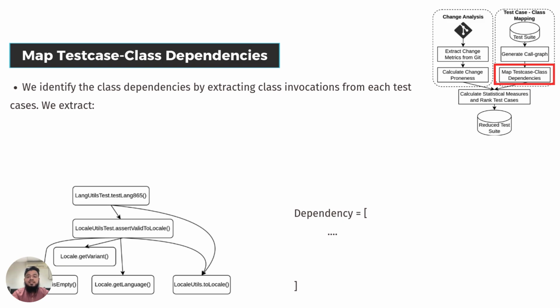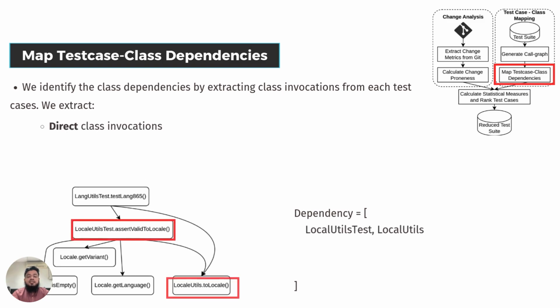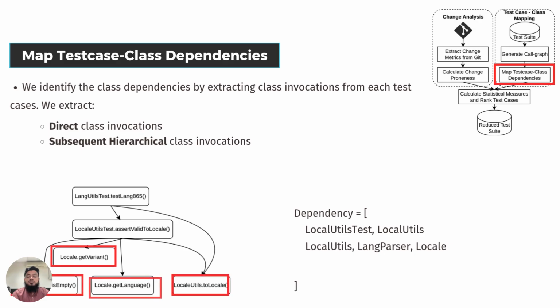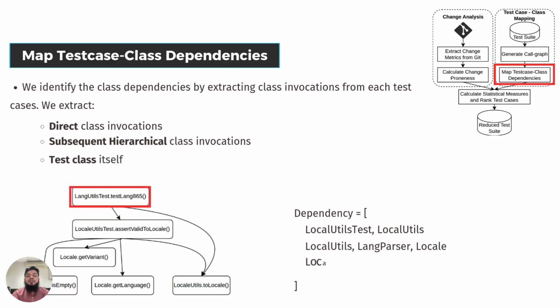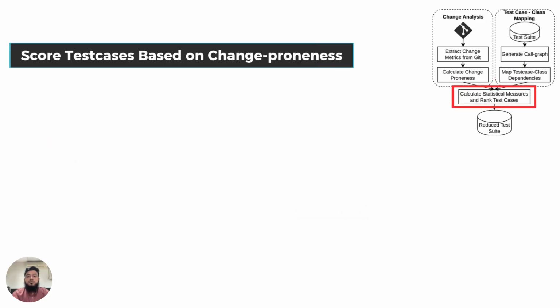test case. For a given case, we identify the direct call invocations, subsequent hierarchical calls, and the test class itself, as the newly added or modified test cases may be helpful in detecting faults. We then score each test case based on the change proneness of the depending classes.